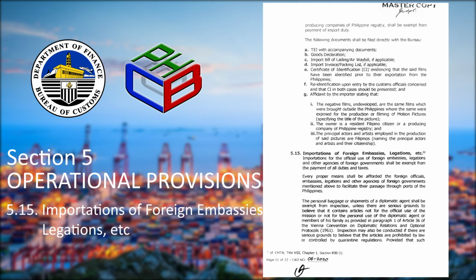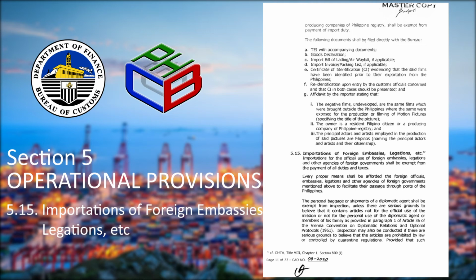The personal baggage or shipments of a diplomatic agent shall be exempt from inspection, unless there are serious grounds to believe that it contains articles not for the official use of the mission or not for the personal use of the diplomatic agent or members of his family, as provided in paragraph 1 of Article 36 of the Vienna Convention on Diplomatic Relations and Optional Protocols, 1961.